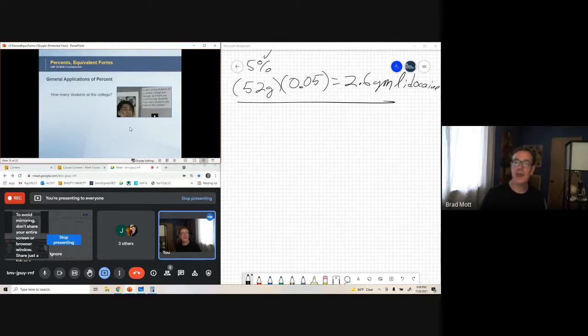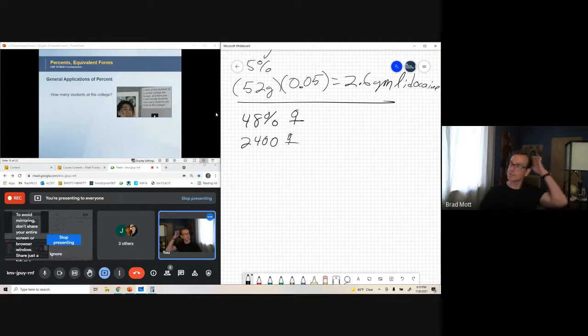You probably can't read that, so let me just read that one out to you. If 48% of the students at a college are female, and there are 2,400 female students, how many students are there total at the college? Okay, so we have a proportion here. Let's set up this proportion and solve for the unknown.